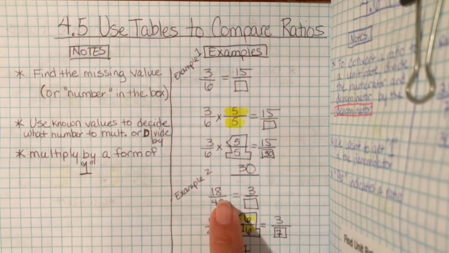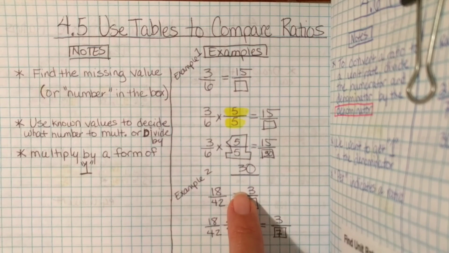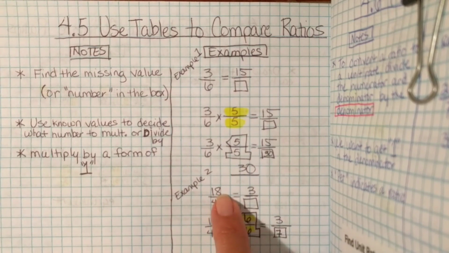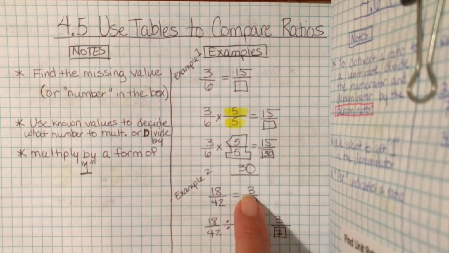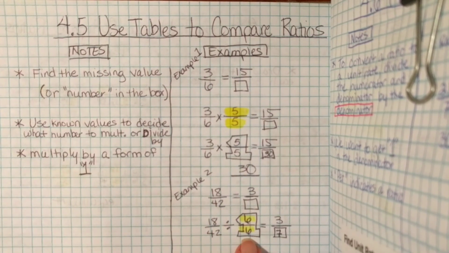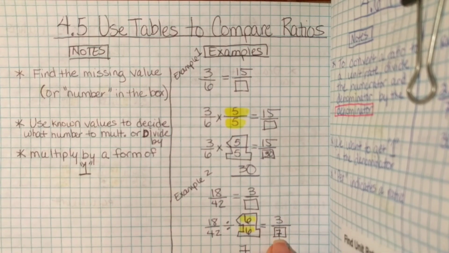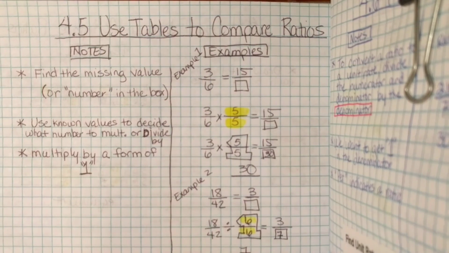Here's another example. We have 18 over 42 equals 3 over, we don't know. Well, what did we do to the 18 to reduce it down to a 3? We divided by 6. So I have to divide the denominator by 6 also. And there's my equivalent ratio, the unknown value being 7. All right.